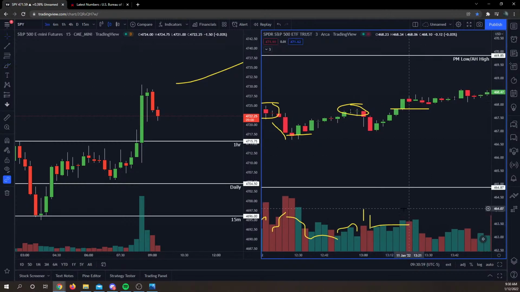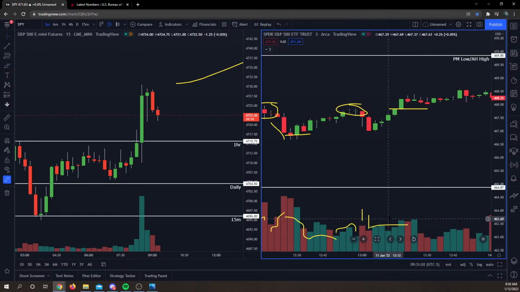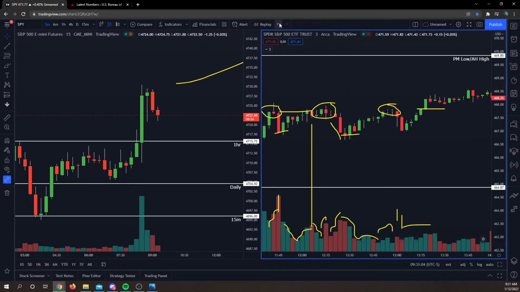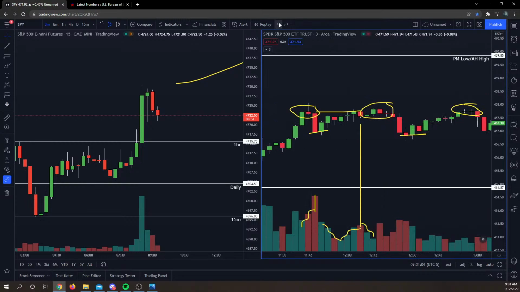And then we're keeping good volume to get us over this resistance level. Good volume over our lower volume average. So we're looking pretty good. Looking pretty good. I'll pull some of these drawings off.